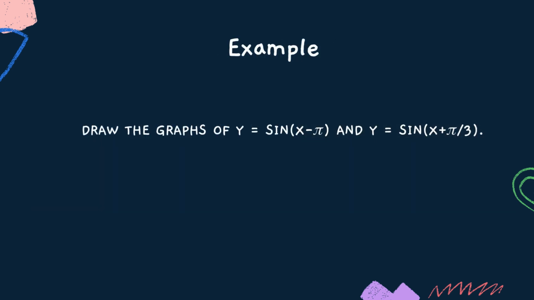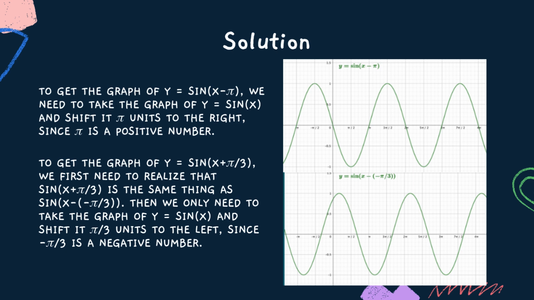Try and draw the graphs of y. To get the graph of y equals sine of x minus pi, we need to take the graph of y equals sine x and shift it pi units to the right, since pi is a positive number. It looks like the graph on the top.